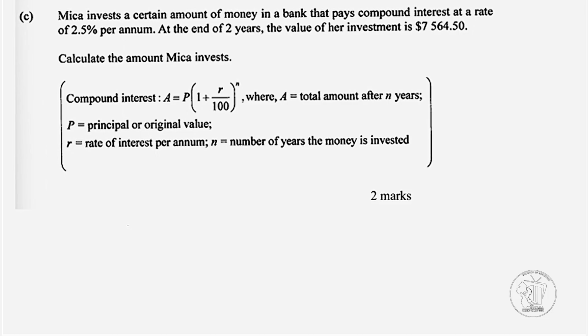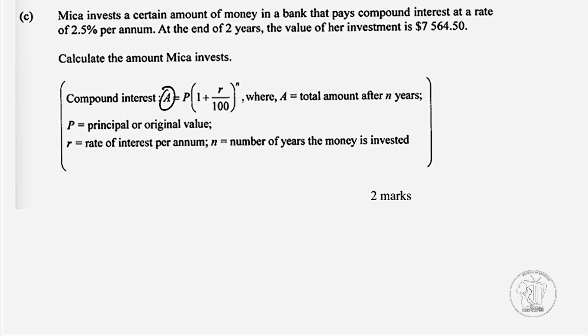CXC was so nice that they gave us the formula along with what each component is. So the formula is A is equal to P open bracket 1 plus R over 100 close bracket all raised to the n power. A is the amount of money that was received, P is the principal, which is the amount of money that was invested, and that is what we want to find. R is the rate and n is the number of years. So let's use the formula.